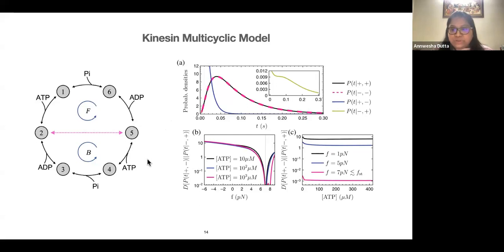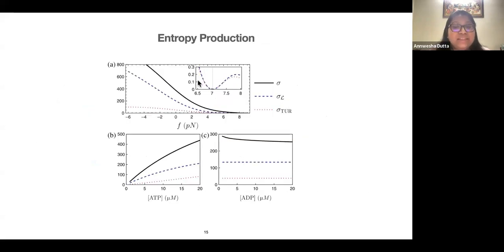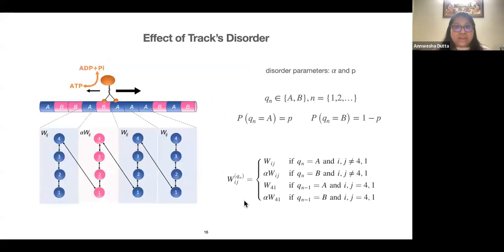So from here we can also compute the Kullback-Leibler distance between the alternated transitions. And we can also see the entropy production, since there is no contribution from sigma T. So the entropy production at the stall situations becomes zero, it vanishes. We also see that as we increase the ATP, the entropy production rate increases.